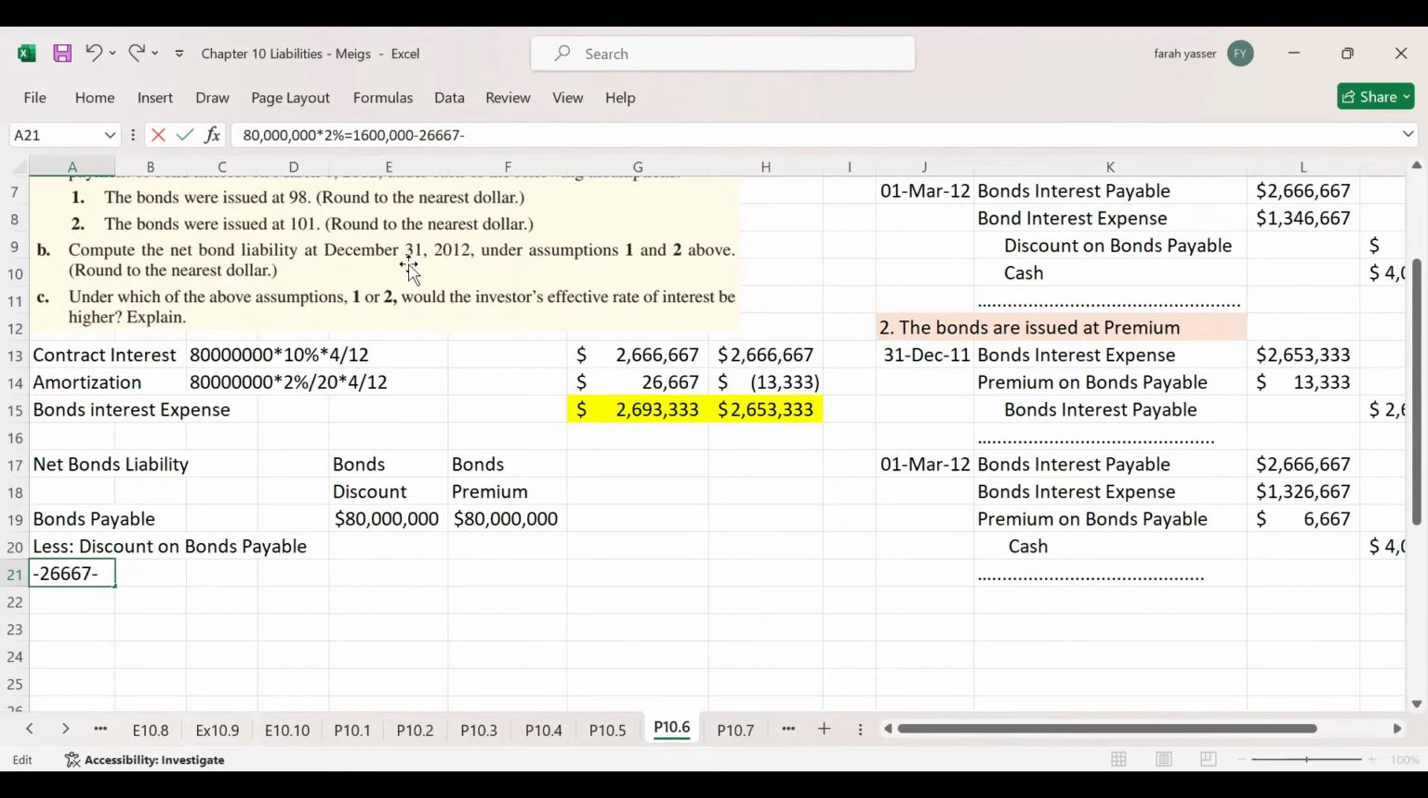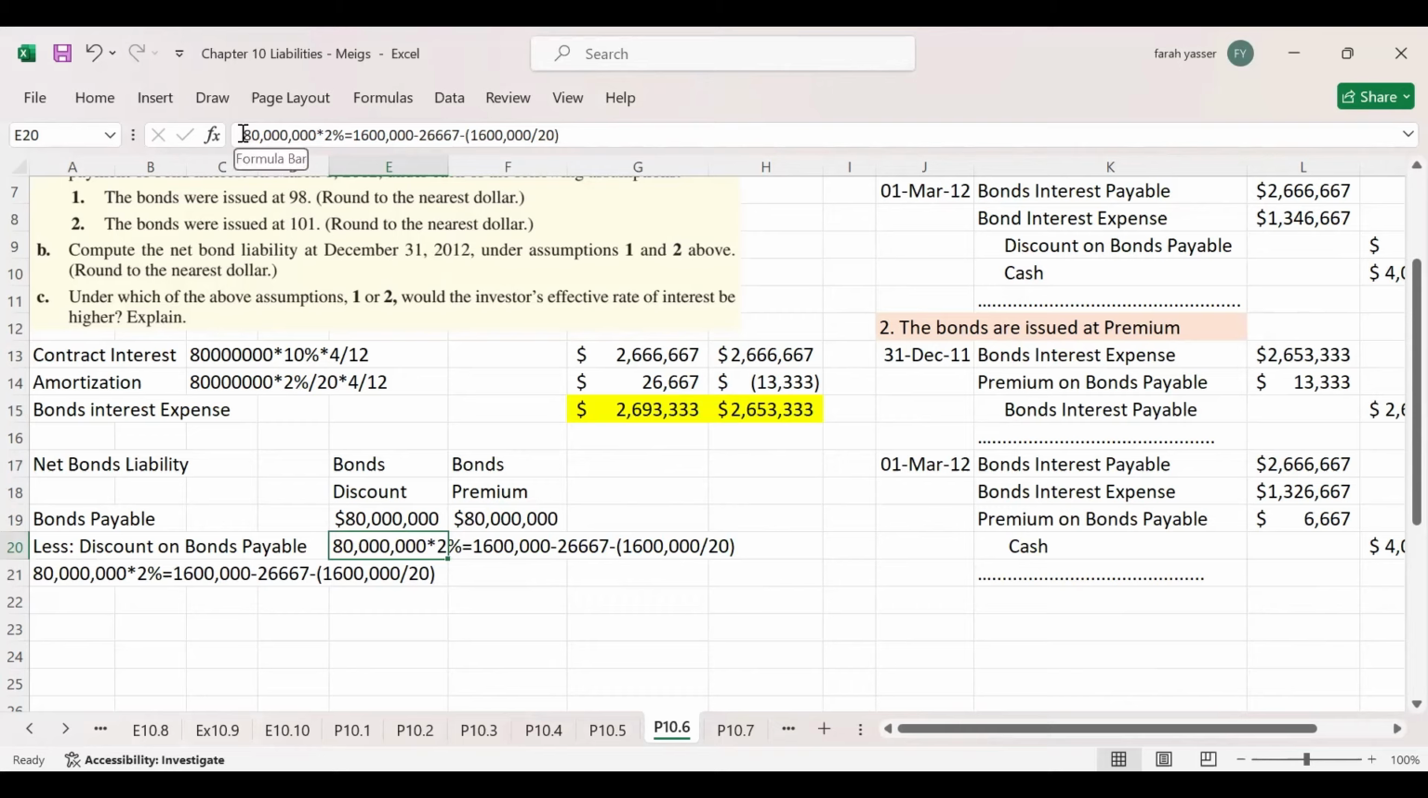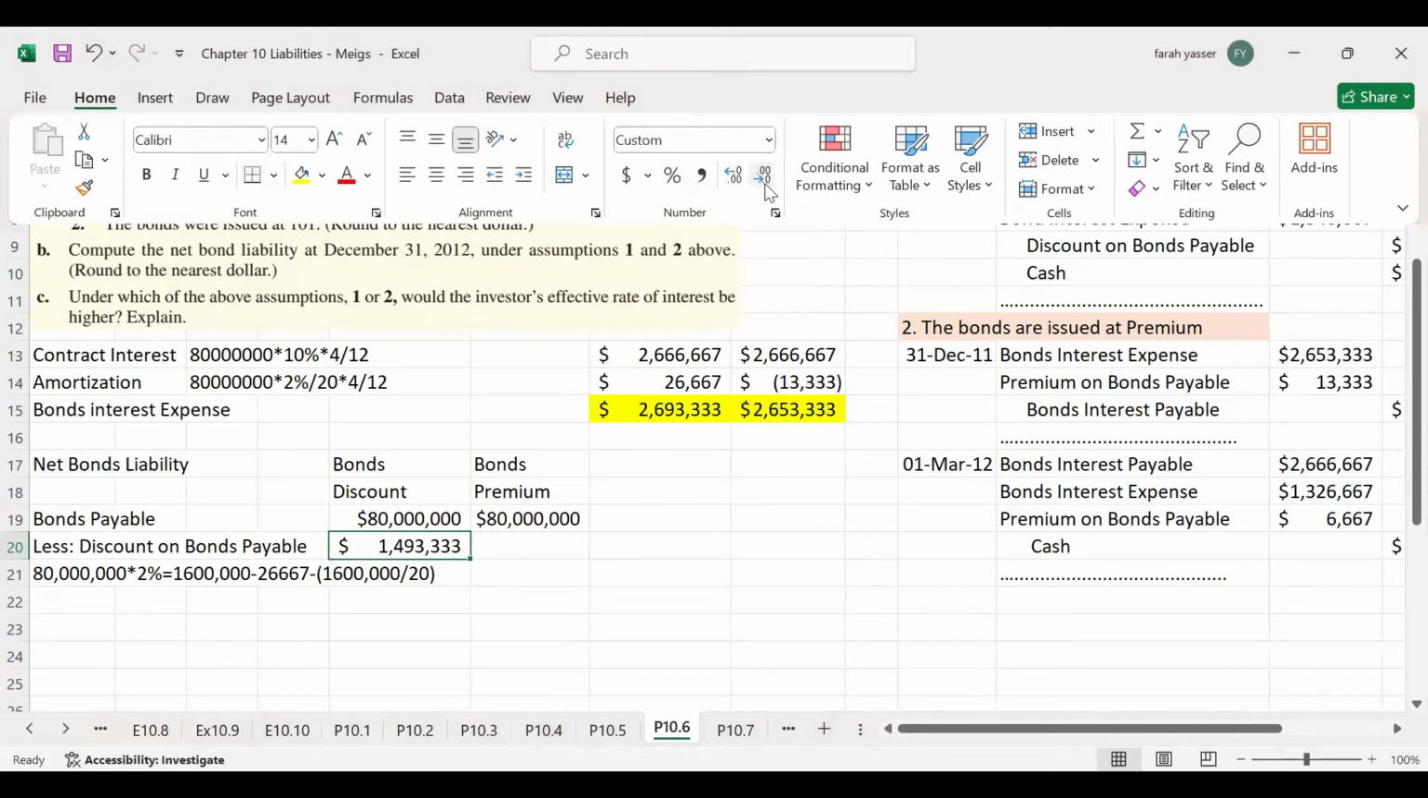The net liabilities are required on December 31st, 2012, which means all 12 months are included in 2012. So here you can say this 1.6 million represents 20 years. So we will divide it by 20 to get 1 year amount. So this is the total calculation of discount. When we divide 1.6 million by 20, we get 80,000. This is the way we have calculated this amount.